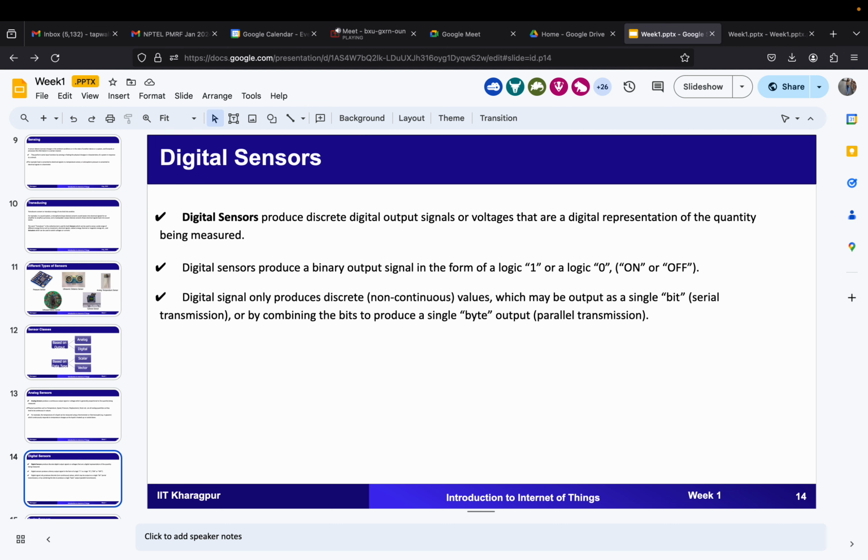The next one is the digital sensor. Digital sensors are those sensors which produce output in the form of a discrete digital output signal. So it can be either 1 or 0. Digital sensors basically produce output in the form of 0, 1, on, off. A digital signal only produces discrete values, which may be output as a single bit, or by combining these bits to produce a single byte output.